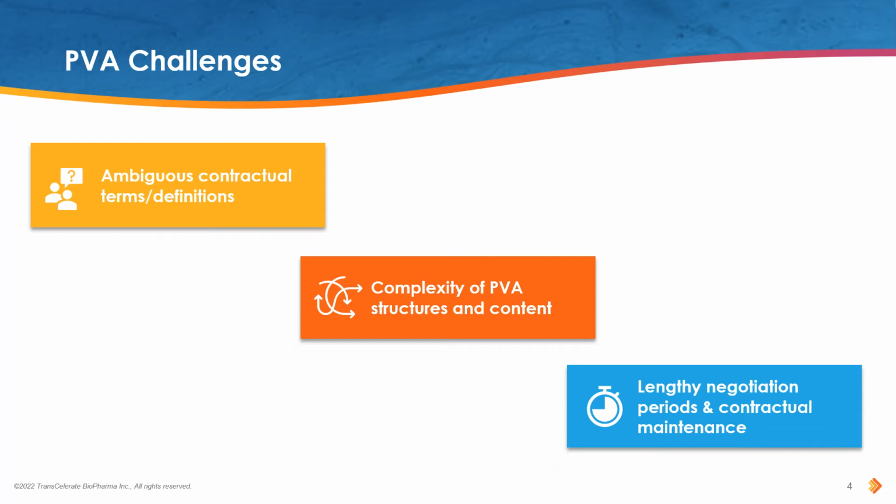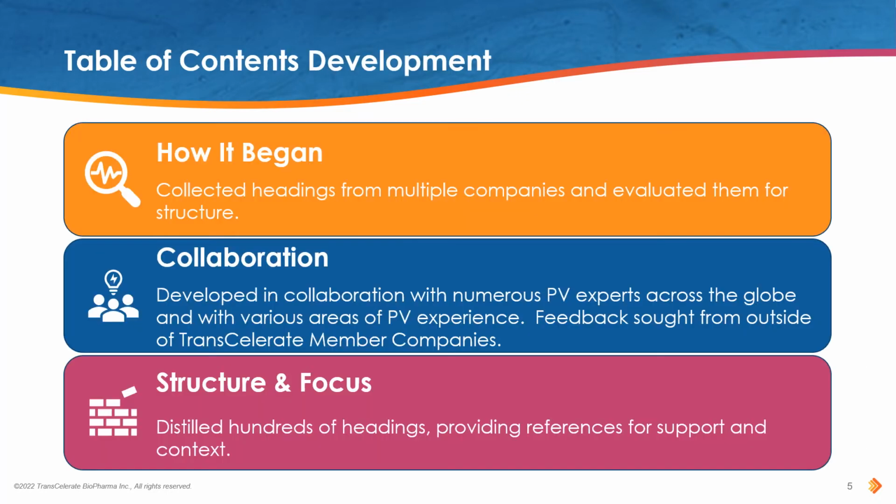Because of these difficulties, PVA development often involves lengthy negotiation periods and contractual maintenance discussions that may lead to delays and potentially strain business relationships. This table of contents solution was developed to potentially reduce negotiation time by facilitating the review process. The table of contents was created beginning with the review and groupings of hundreds of PVA template headings from multiple member companies. Through extensive collaboration, this comprehensive and flexible framework was created to support the development of PVAs.